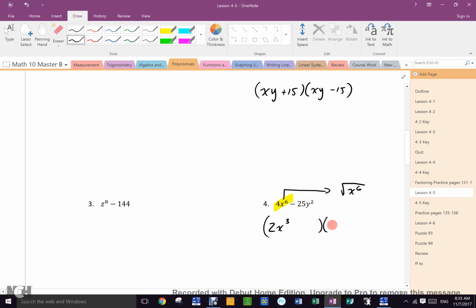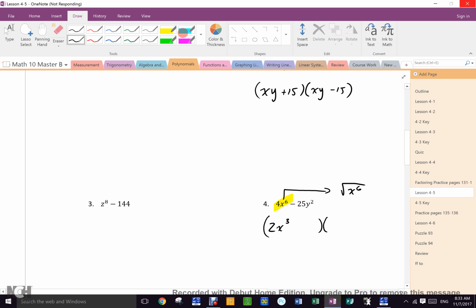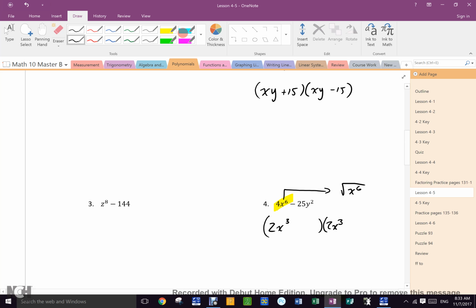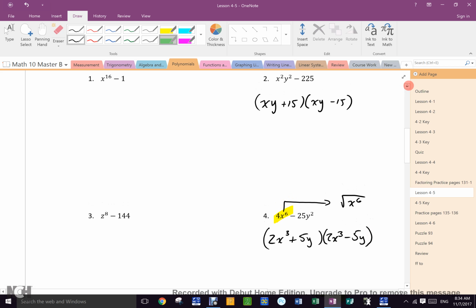So what do I write in the second set of brackets? 2x cubed. Excellent. Now, what is the square root of the second term? 5y. Excellent. Plus 5y minus 5y. Now those are the 2 easiest ones, except for the example one, right? All right, now let's look at 1 and 3.